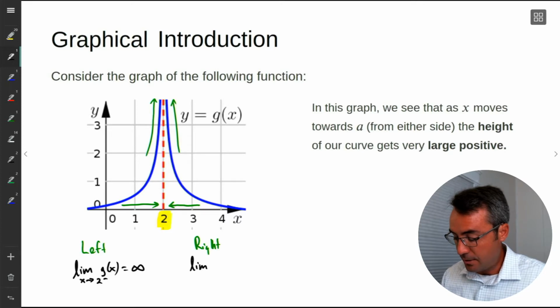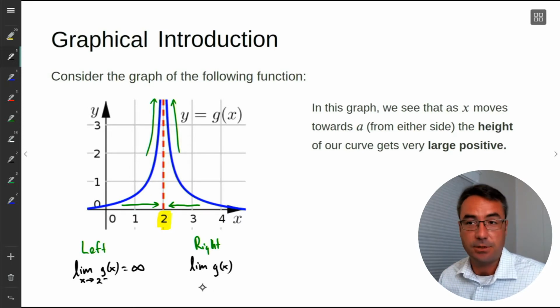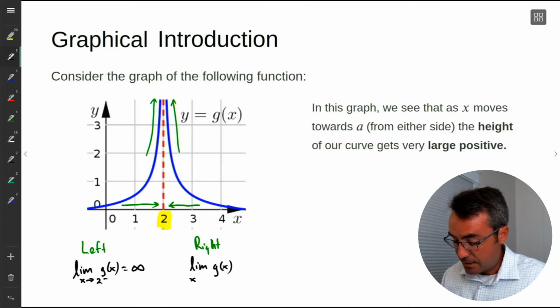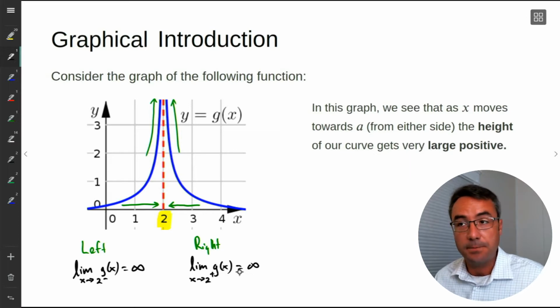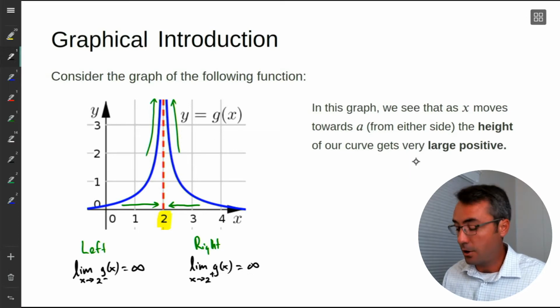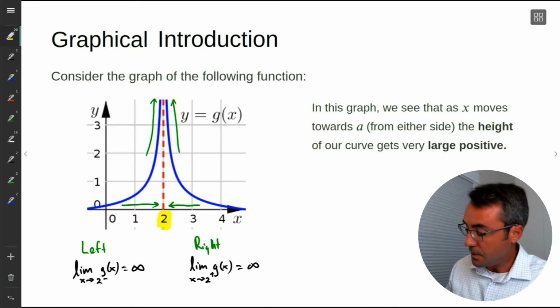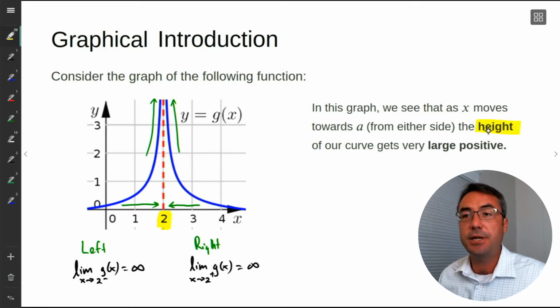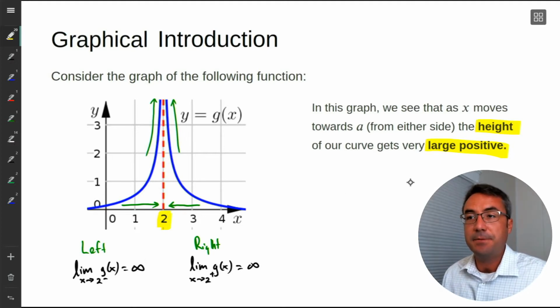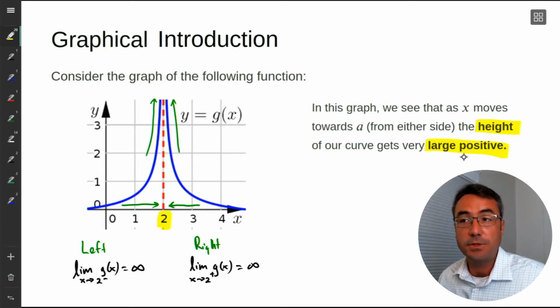Same thing is happening on the right side. The limit of our function g of x as x approaches 2 from the right is equal to positive infinity as well. Again, that's because the height of our curve is getting large positive. So the graphical interpretation here is we're really looking at the height of our graph. If it's getting large positive, then we use this positive infinity symbol. Now if the height of our curve was getting lower and lower, getting large negative, you can guess what we would use. We would use minus infinity.